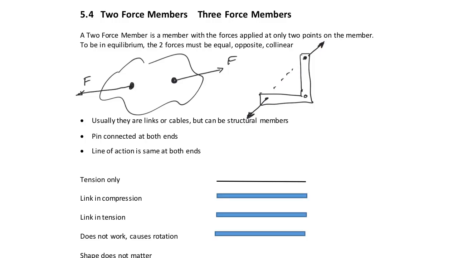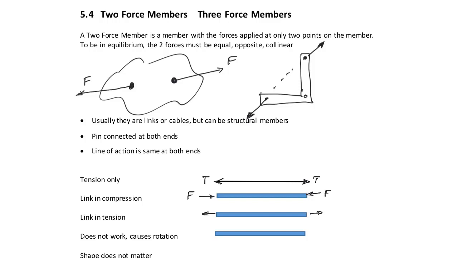All right, a couple of examples. If we have a string and I'm pulling it with a force, then I obviously have to pull it with the same force back there. That is now a two-force member. I could have a link that is going in this direction with some force. In order for it to be in equilibrium, I have to put an equal and opposite force like that. It could be in tension as well. It doesn't really matter if it's a link in tension or compression.